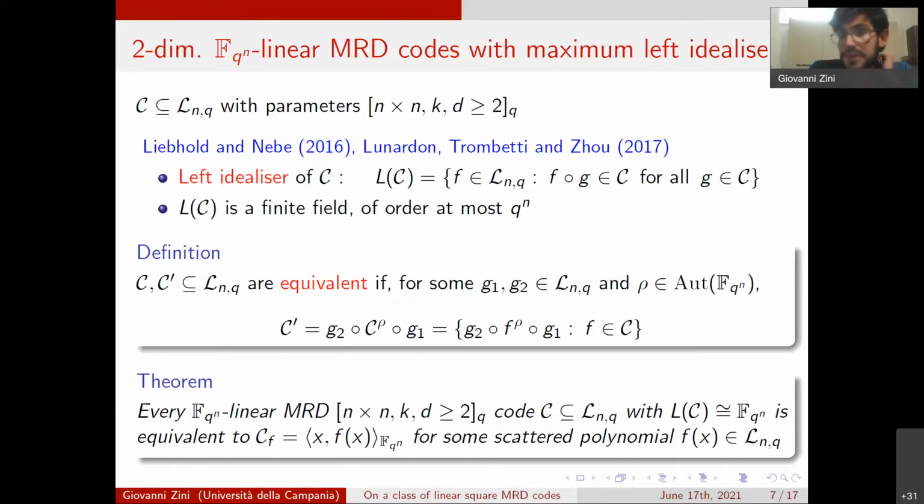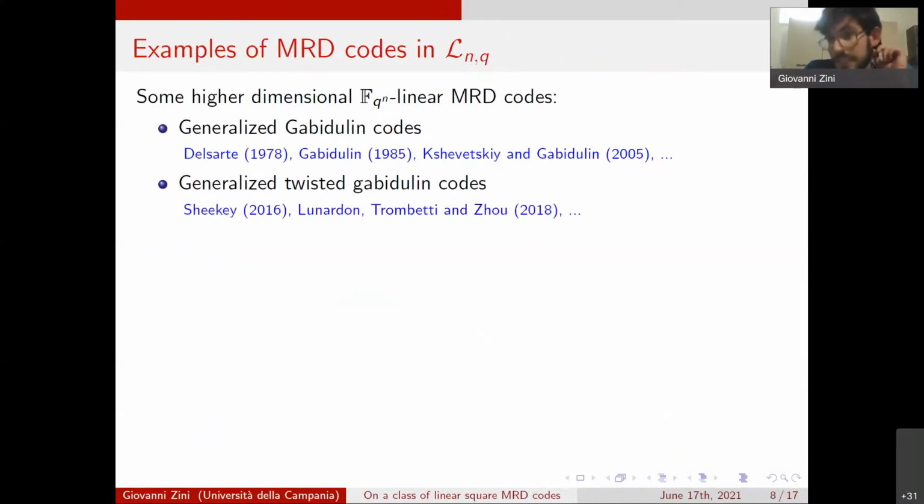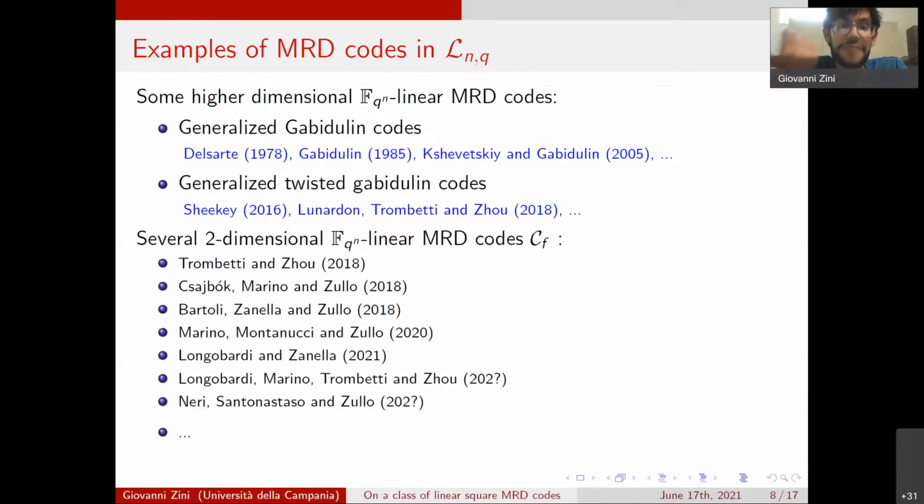So this is a very important class to study, and actually it was studied because after some seminal papers with the most important classes of MRD codes, such as Gabidulin, generalized Gabidulin codes, and later twisted and generalized twisted Gabidulin codes, many families have been actually constructed in this way as two-dimensional F_{q^n}-linear MRD codes of the shape C_f.